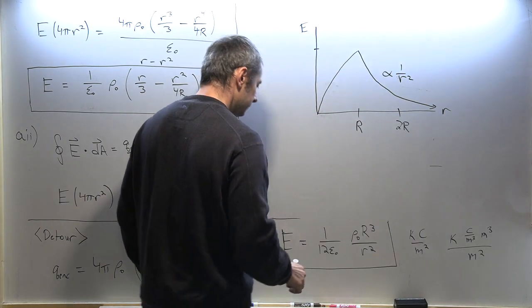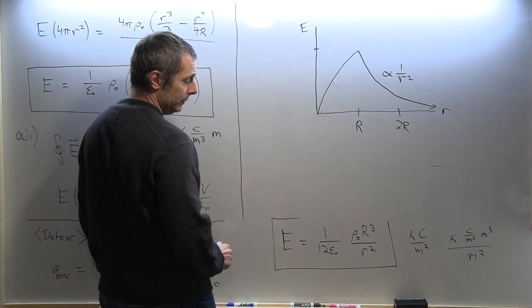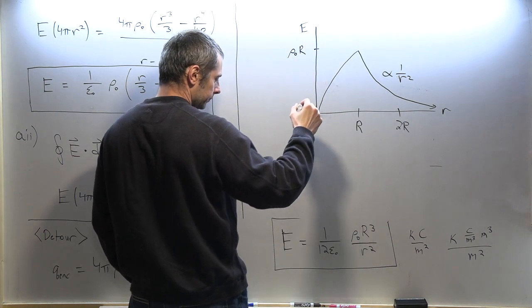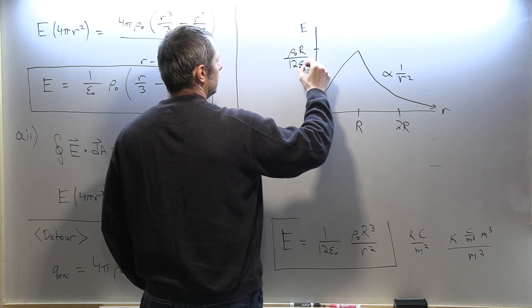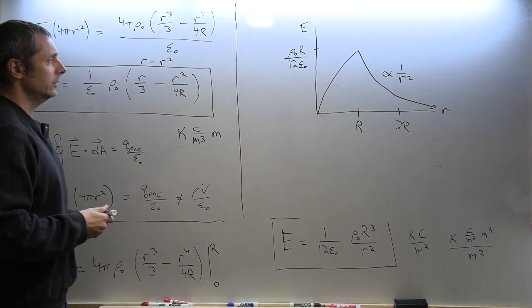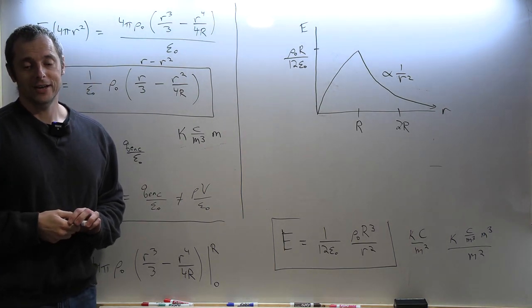The peak value, easiest just to plug in capital R into this formula, and what we get is rho 0 r over 12 epsilon 0. Plugging in capital R right there and doing a little canceling. So that is the electric field, okay?